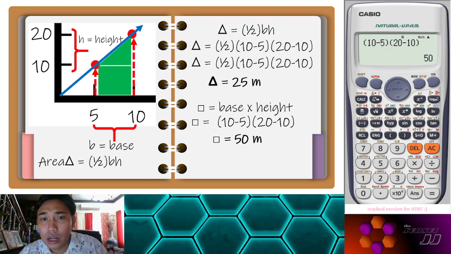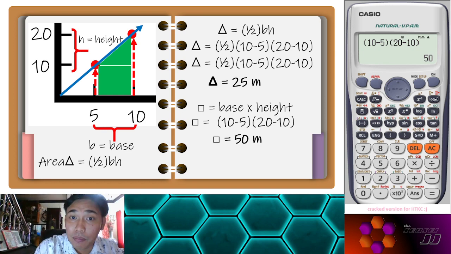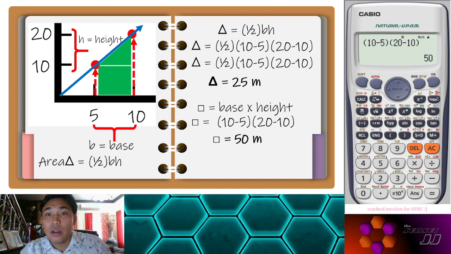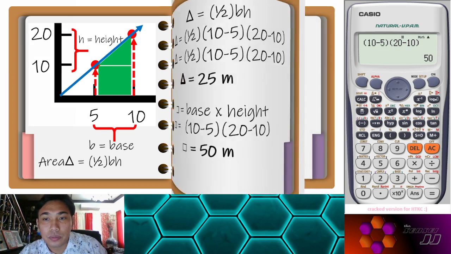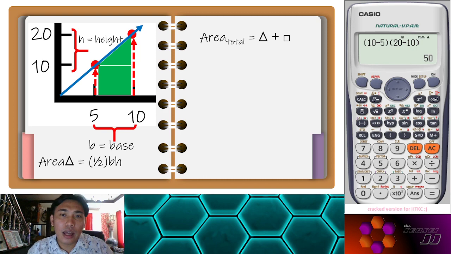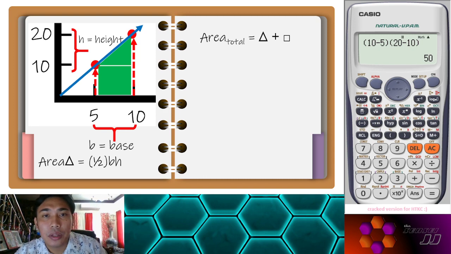Sir, how did you arrive at the unit of meters here also? Guys, as you can see, the base is our time and the height is our velocity. The base has a unit of seconds and the height, or velocity, has a unit of meter per second. Multiplying those two, we can cancel out the second, and then we will be left with the unit of meter, which gives the answer of 50 meters. For that, we can combine those two because we're getting the total area.